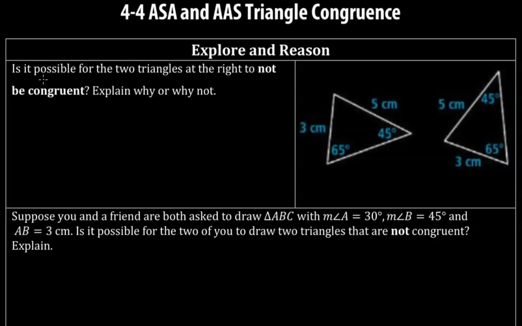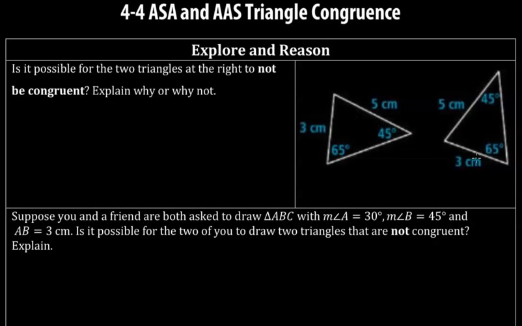It says, is it possible for the two triangles at the right over here to not be congruent? And explain why or why not. And so if we look at these two triangles, remember, if they were not congruent, that means that at least one of their 6 measurements, meaning the 3 angle measures and the 3 side lengths, has to be different, because if all 6 are the same, then those triangles are identical, they're congruent, they have the same size and shape, remember.